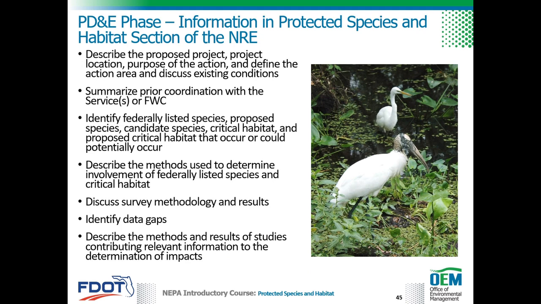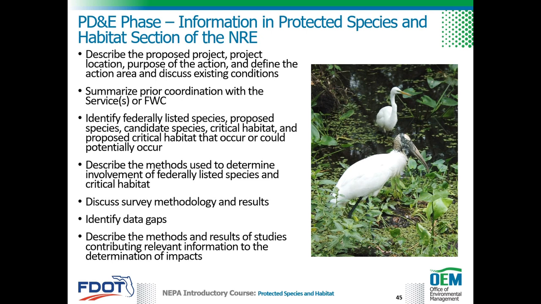When the Protected Species and Habitat section of the NRE is submitted to the services as a BA, the following information is included. 1. Describe the proposed project, project location, purpose of the action, and define the action area and discuss existing conditions. Include all activities related to construction and emphasize both long-term and short-term anticipated impacts in the action area. Project and design alternatives, including construction methods, should also be addressed. 2. Summarize any prior coordination with the services or FWC.